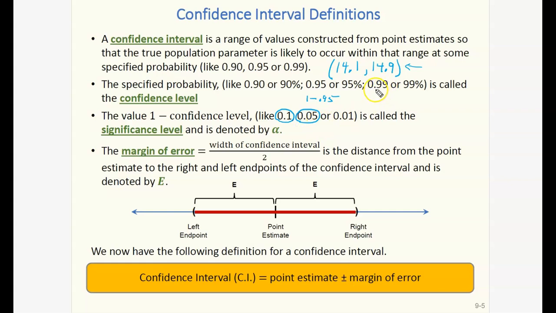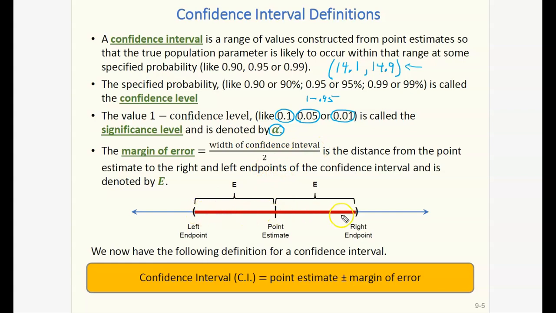Or if you consider a confidence level of 0.99, 1 minus 0.99 would be 0.01, and that would be the significance level corresponding to a 99% confidence level. We oftentimes denote the significance level by the symbol alpha, so keep that in mind. Now we also define our margin of error to be half of the width of our confidence interval. So the formula is simply the width of your confidence interval divided by 2.